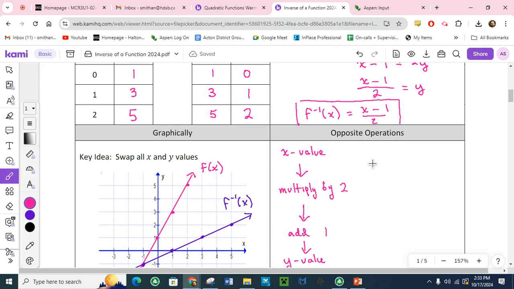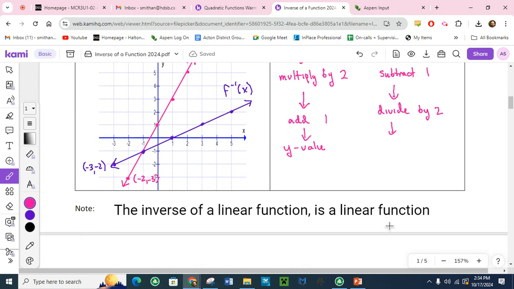But what if you wanted to go the other way? If you wanted to put in a y value and get back the original x value, so let's do the same thing, but just work backwards. So if you start from the y value and work backwards, what's the opposite, guys, of adding 1? You subtract 1 and then go back another step. What's the opposite of multiplying by 2? Divide by 2. So if we just write that out, take the y value, subtract 1, and then divide by 2, just working the other way, you get the x value.